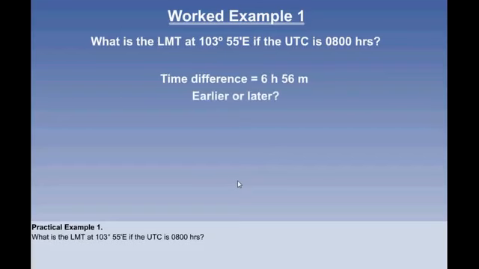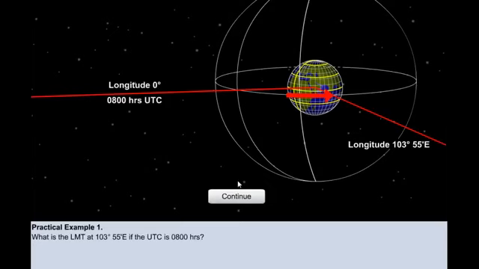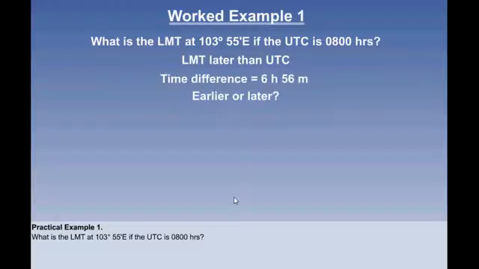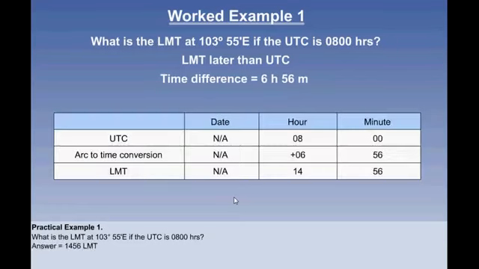The next question is, is the LMT going to be an earlier or later time than UTC? Look at the diagram. The Earth is spinning eastwards. Does Singapore transit the Sun before or after Greenwich? The answer is obviously before. So the time in Singapore will be later. 0800 hours plus 6 hours 56 minutes gives us a local mean time of 14:56.